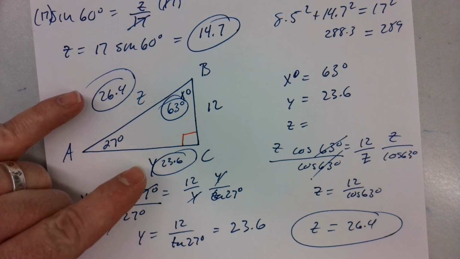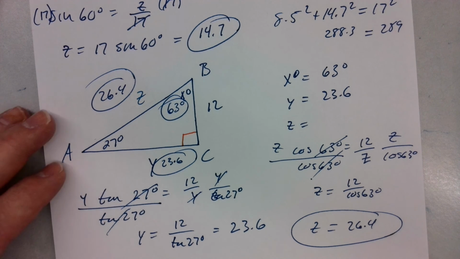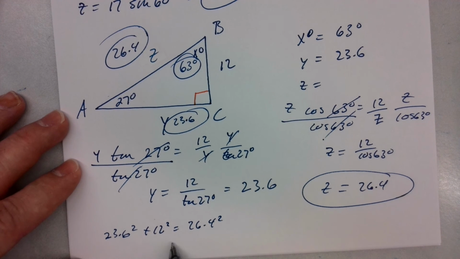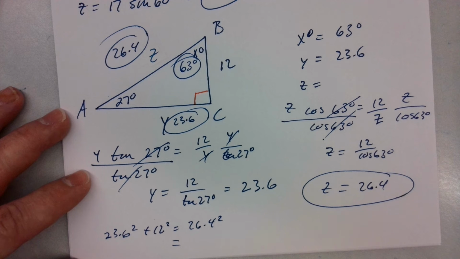Did anybody Pythagorean theorem this to check? Not a soul? Let's do it. So I got 23.6 squared plus 12 squared equals 26.4 squared. What do my numbers end up being? The 12 squared and the 23.6 squared is 700.96. What's this? 696.96. Am I probably close? Yeah, I would say you're probably close enough there.